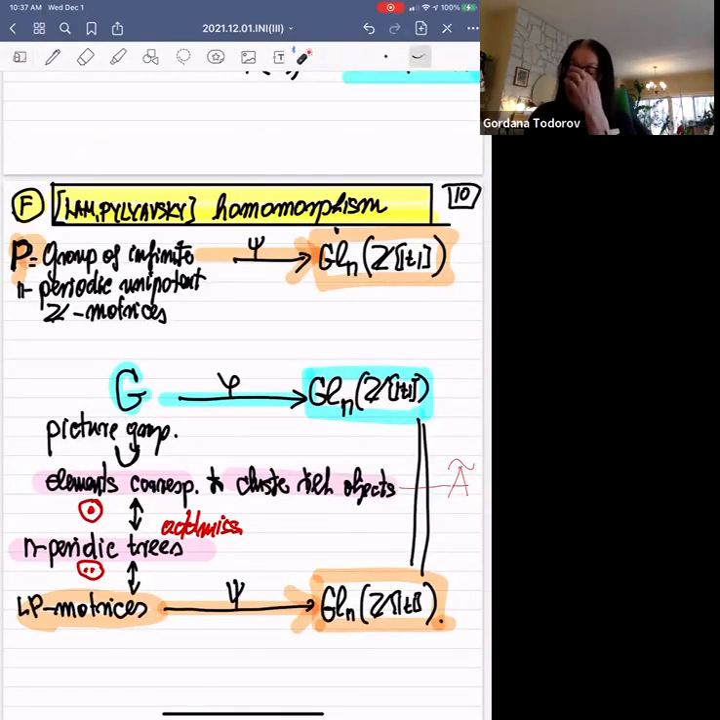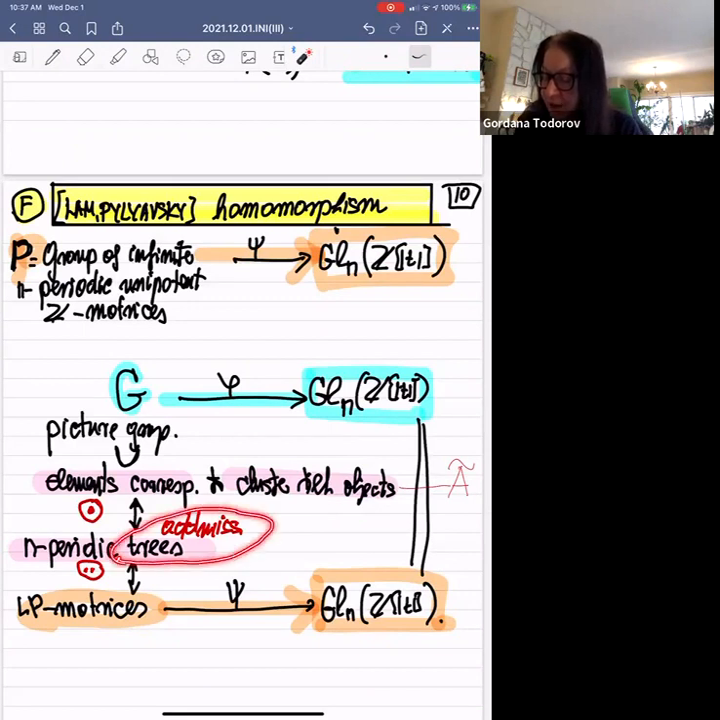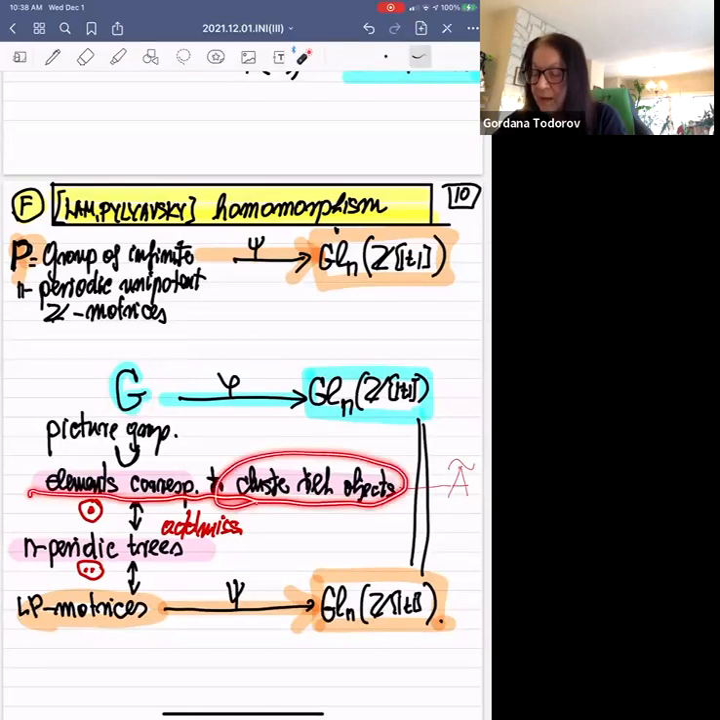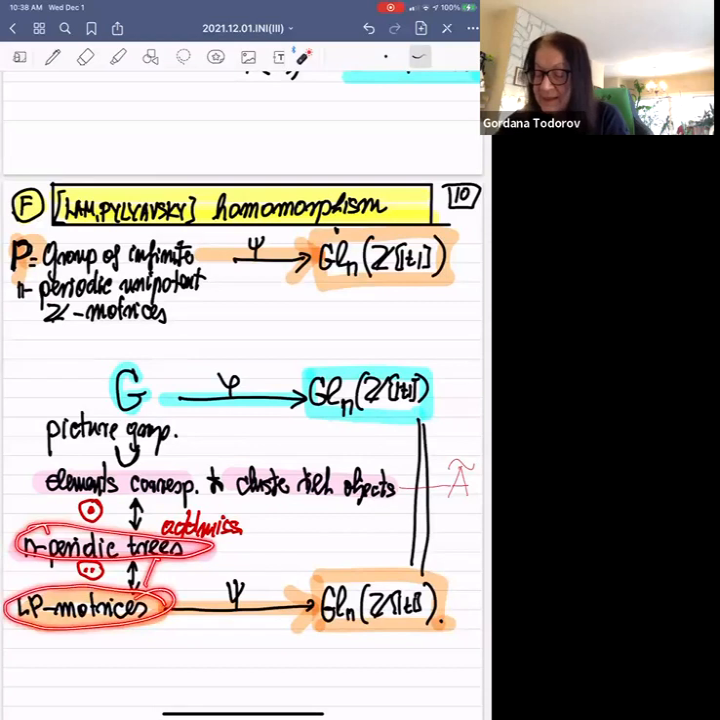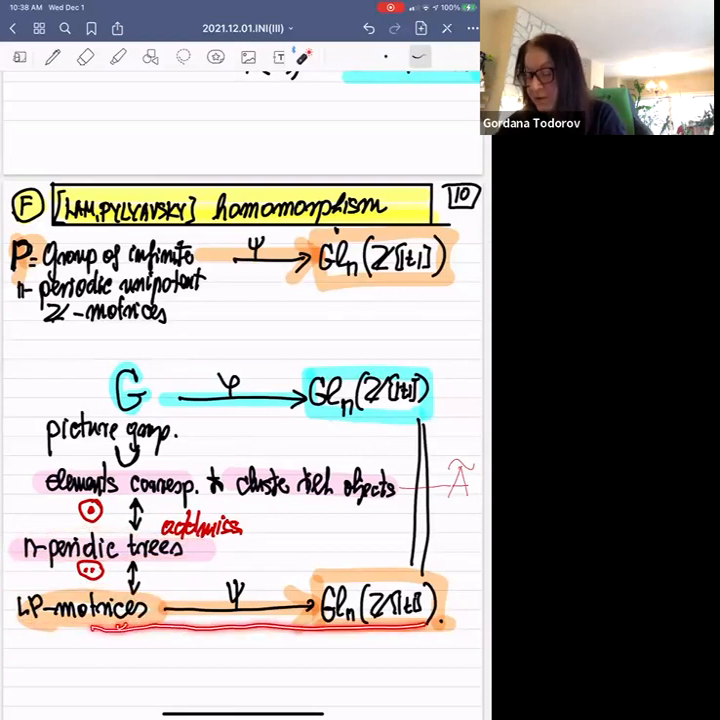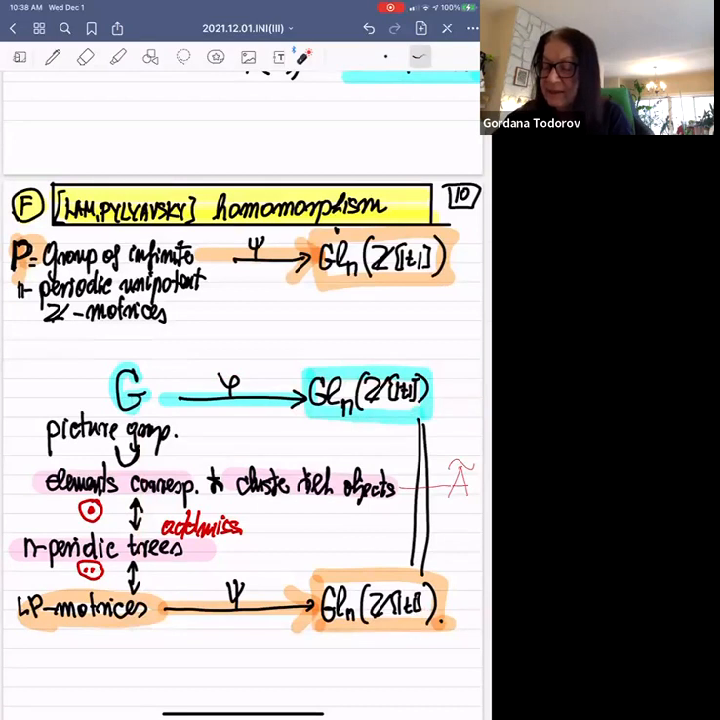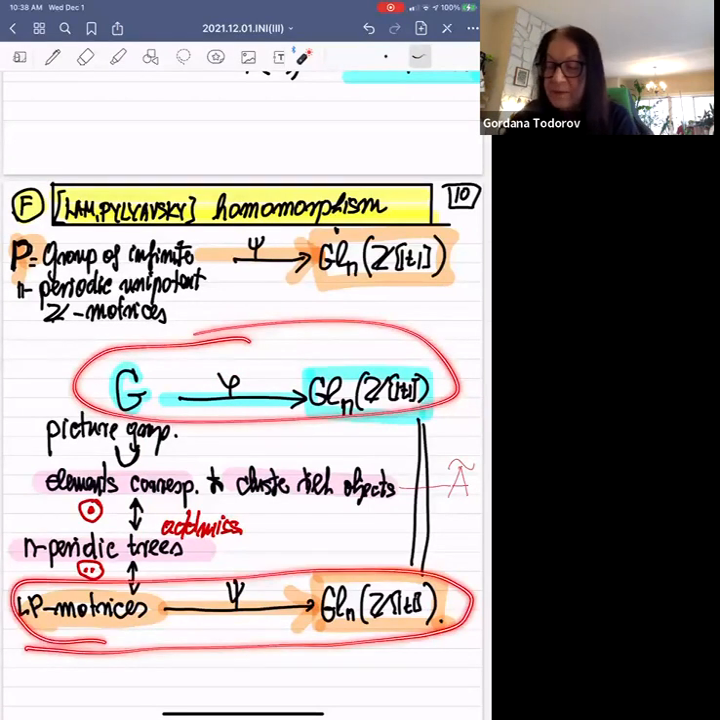So n periodic is just a more general version. The part that is easier to write is that for admissible trees, there are associated matrices, and for n periodic trees, there are associated periodic matrices. This is actually the process. Certain elements of the groups which correspond to cluster tilting objects correspond to these n periodic trees. N periodic trees correspond to LP matrices, which is the Lamp-Pilievsky map going here. When we follow this way, they correspond to the same matrices that we have here. So this is how this homomorphism and this homomorphism are related.